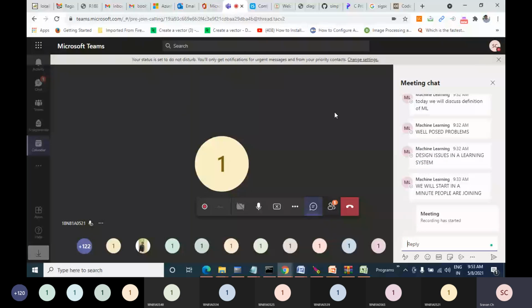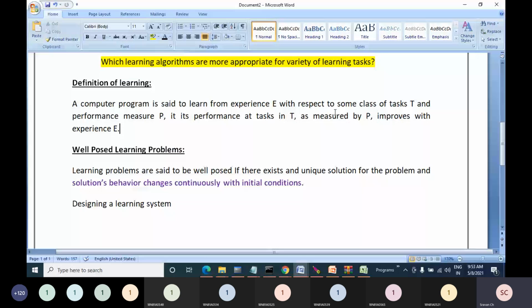Right? So a computer program is set to learn from experience E with respect to some class of tasks T, and performance measure P, if its performance at task T, as measured by P, improves with experience E. So a computer program is set to learn from experience with respect to some tasks T, and P is the performance measure. So there are three important parameters.